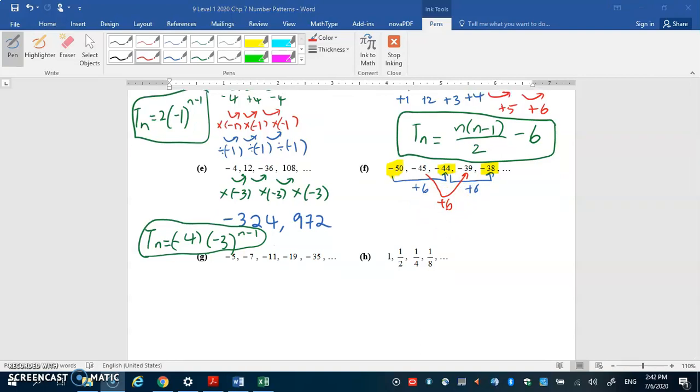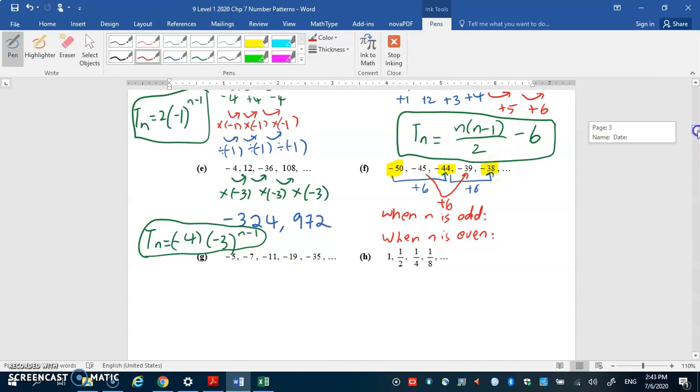So perhaps we can have two number sequences. That means when n is odd, I can have one number sequence, and when n is even, I can have another, because there is a common difference for alternate terms. So when n is odd, meaning t1, t3, t5, t7, and so on, it's a plus 6, plus 6, plus 6.